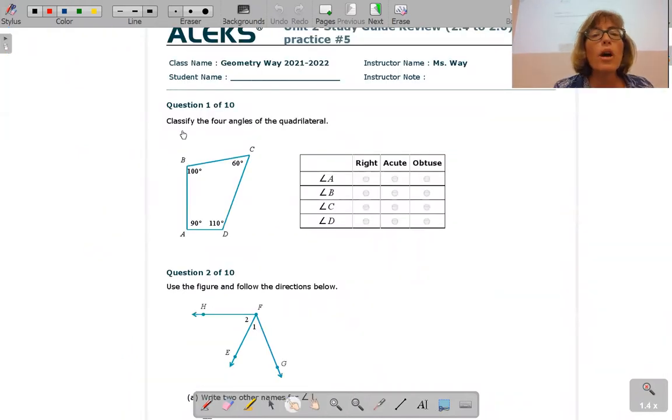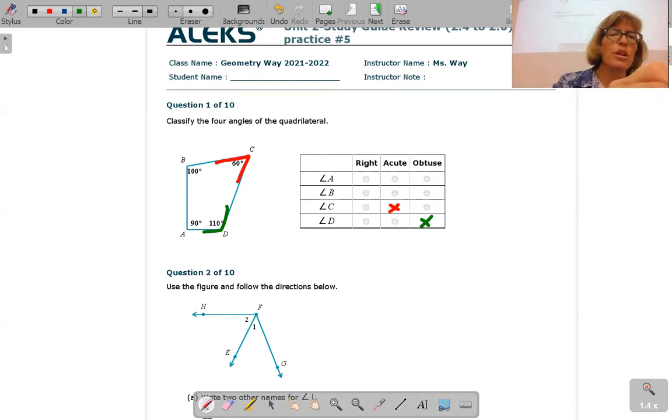Taking a look at number one, classify the four angles. All you need to do simply here is, if an angle is less than 90, it's acute. So angle C would be acute. If it is greater than 90, you are going to be obtuse. So angle D would be obtuse. If you are exactly 90, of course, it is right. So angle A would be right, etc.